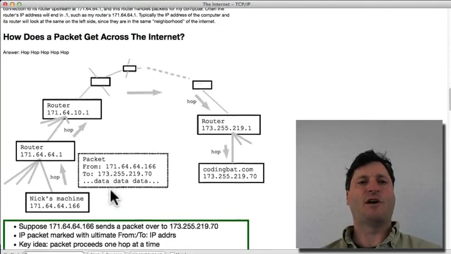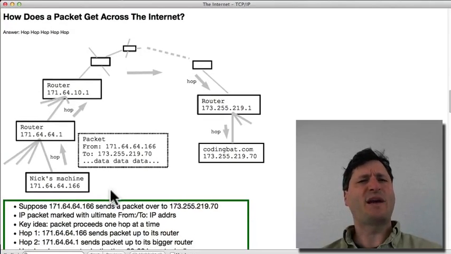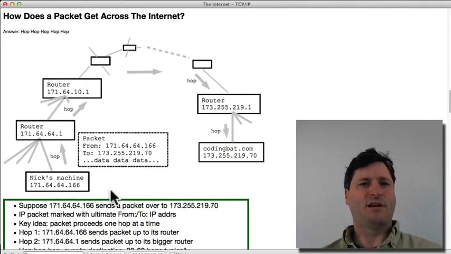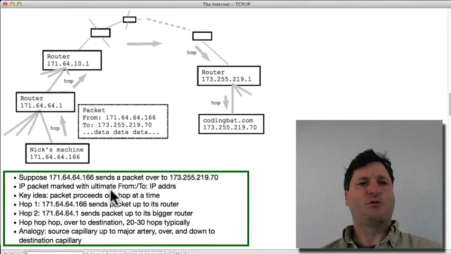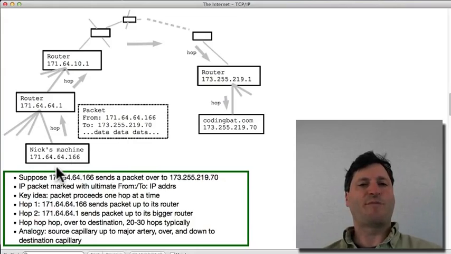So the biggest question is, how does a packet get from one side of the internet to the other? And the answer is basically hop, hop, hop, hop, like little bunnies. Let me show you how this works. Let's say here's my computer, and it wants to send a packet across the internet to codingbat.com, about 30 miles away.